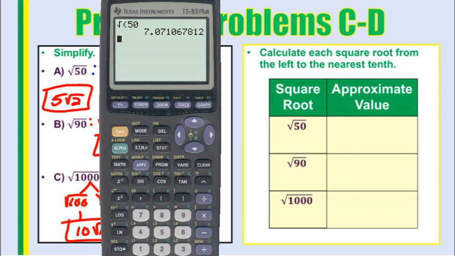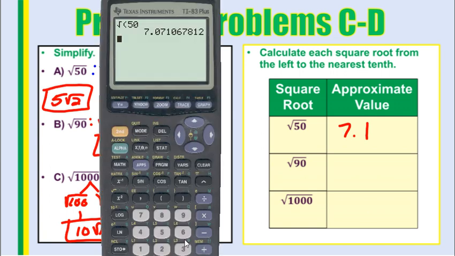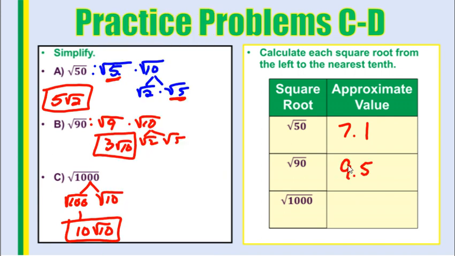So that's an approximate value. To the nearest tenth, I need to round this 0. The 7 tells me to round the 0 up to 1. So we would say 7.1. Then the next one, the square root of 90, gives us 9.48. The 8 tells me to round the 4 up to 5, so we would say about 9.5.